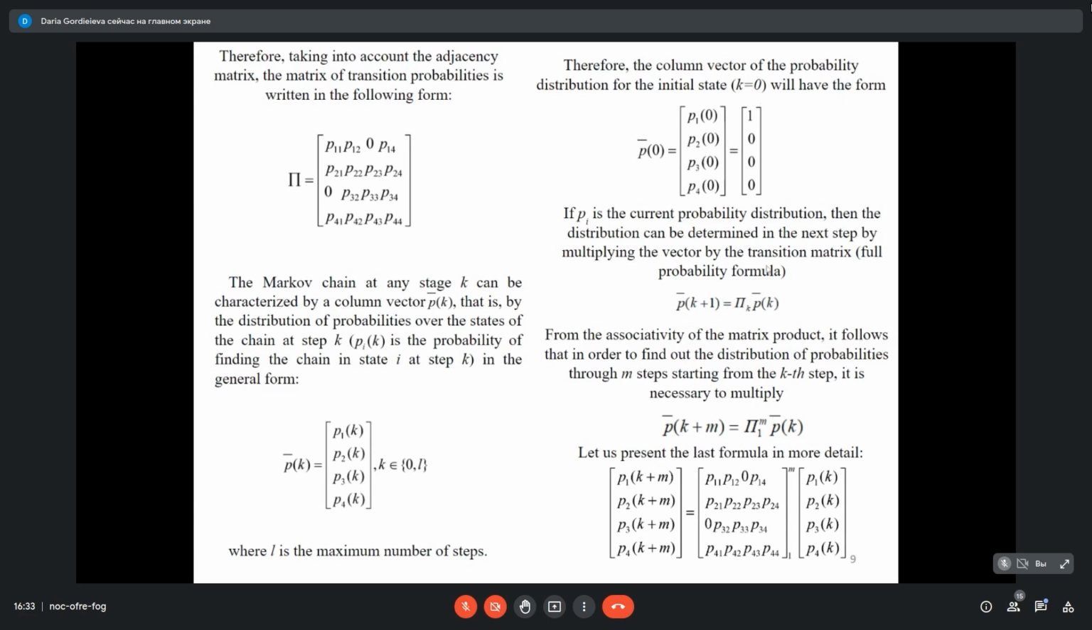If P is the current probability distribution, then the distribution in the next step can be determined by multiplying the vector by the transition matrix. From the associativity of the matrix product, it follows that in order to find the distribution of probabilities after M steps, starting from step k, it is necessary to multiply this matrix by this vector.